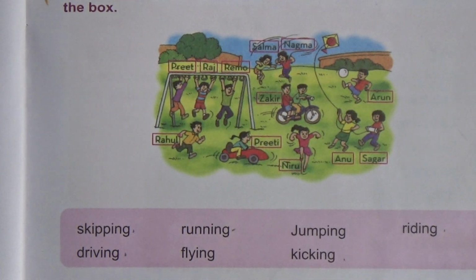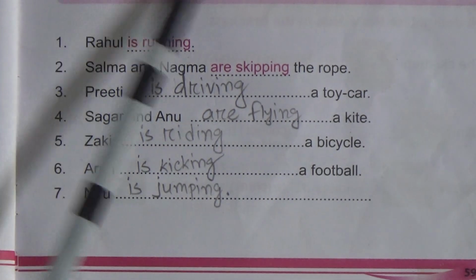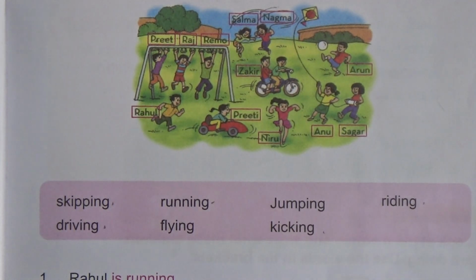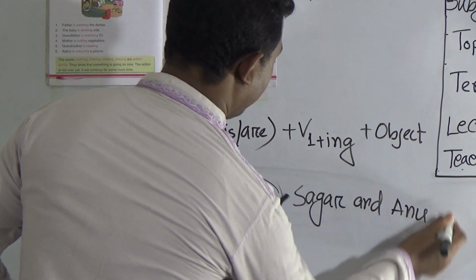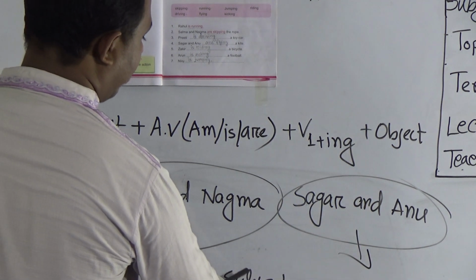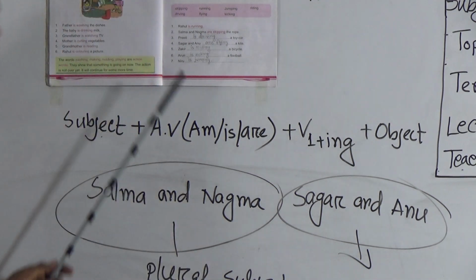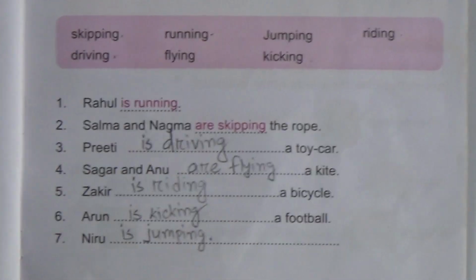Number 3, Preeti, gap, a toy car. Preeti is driving a toy car. Where is Preeti? Here. Preeti is driving a toy car. Preeti is singular, so is is used here. Sagar and Anu. Same as Salma and Nagma. Dear students, same case here. 2 subjects are at a time, so it's also plural, and for the plural case we have to use are. Sagar and Anu are flying a kite. Zakir, singular. Zakir is riding a bicycle.